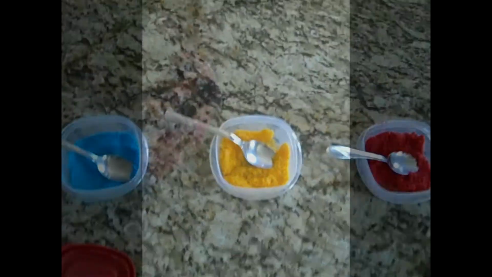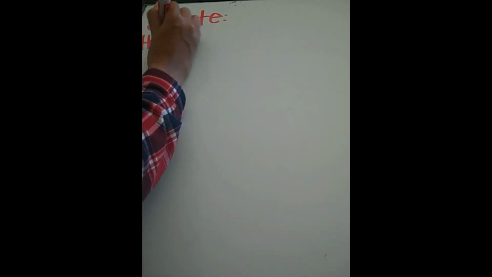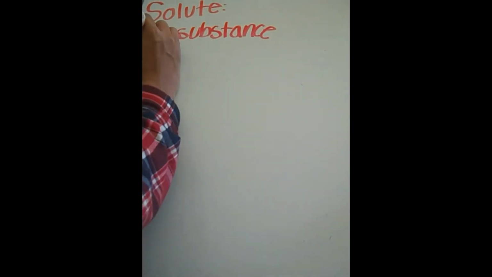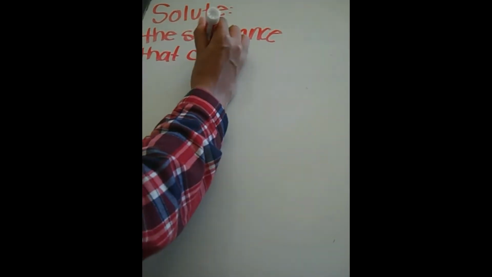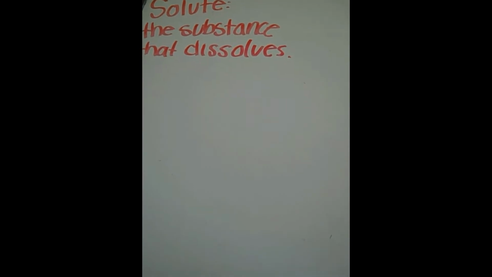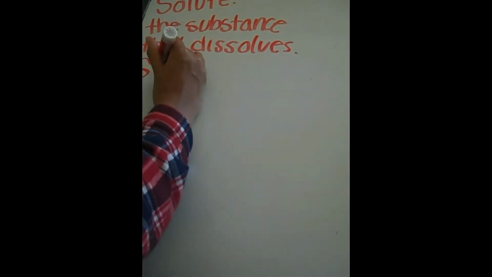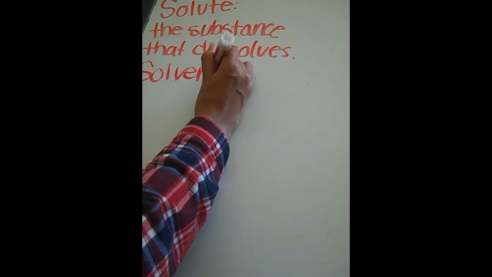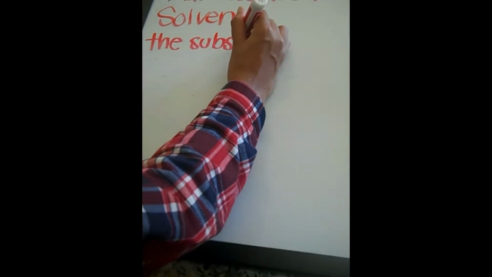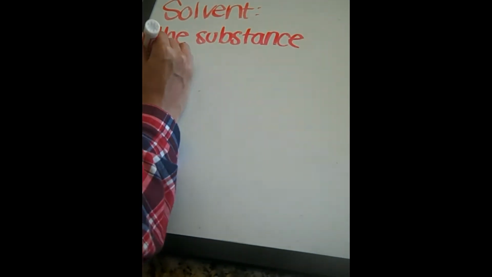Before we begin, it is important that you know 2 key terms that will be prevalent in our experiment. The solute is the substance that dissolves. In this case, it will be the sugar. The solvent is the substance that the solute dissolves into. In this case, it will be the water. Together, the solute and the solvent make up a solution.